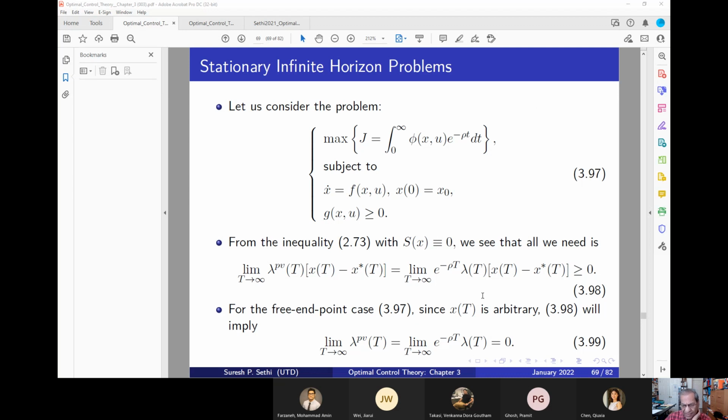The other condition is almost like a complementary slackness condition at the end. In the free endpoint case, this condition is satisfied by having lambda T equal to 0 more or less. But in the infinite horizon case, that becomes the limit of lambda PV of t goes to 0. But notice this going to 0 does not require lambda t to be 0, because e to the minus rho t will also make it 0. So it only says lambda t should not grow faster than the discount rate.